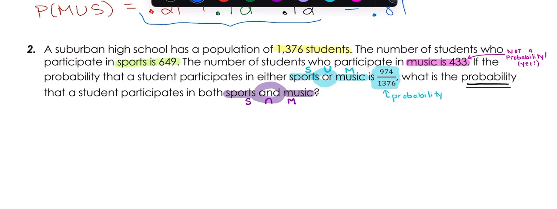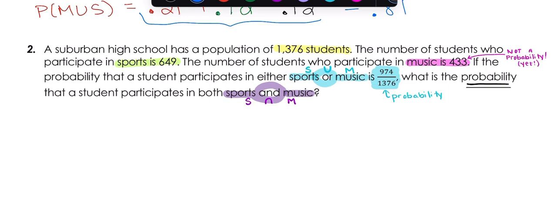If the probability that a student participates in either sports or music, that's our union, is 974 out of 1,376, and that number is a probability. What is the probability that a student participates in both sports and music?